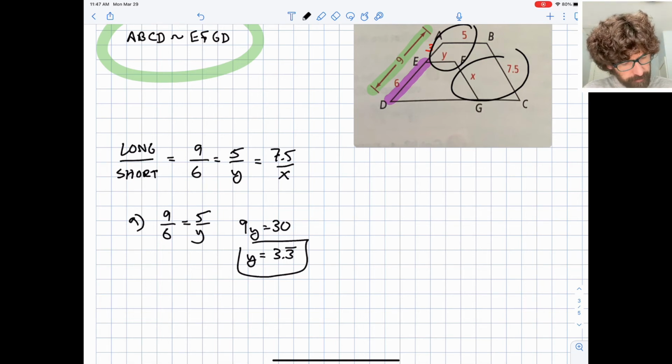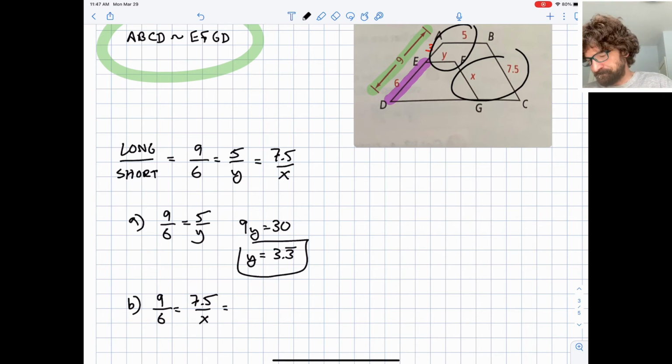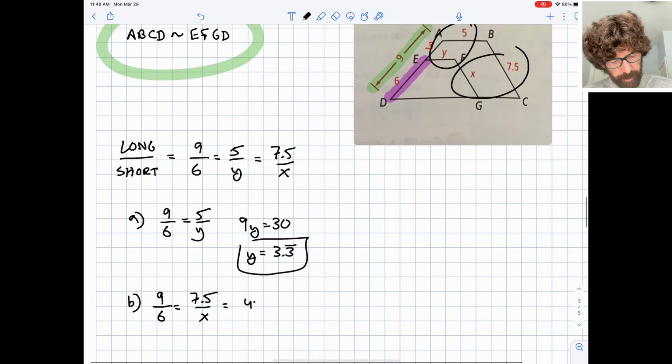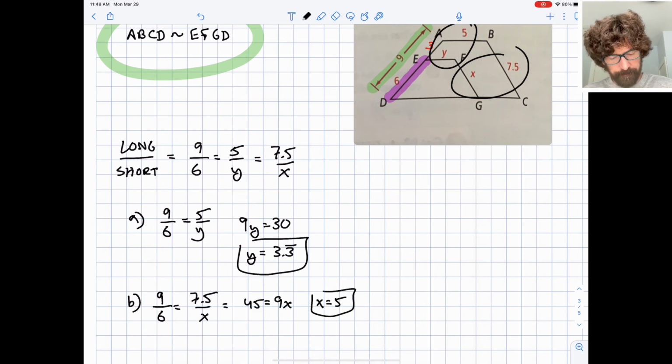Okay, in part two, let's solve for x. We can say, again, 9 over 6 is 7.5 over x. Cross multiply. We get 45 equals 9x, so x is going to equal 5. Okay, so we solved for the two missing sides of that quadrilateral.